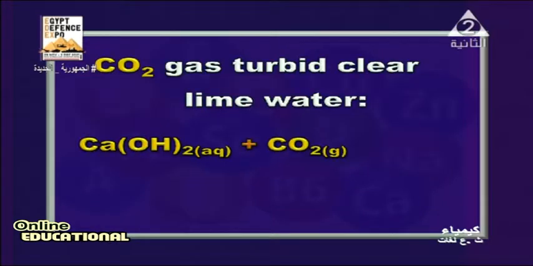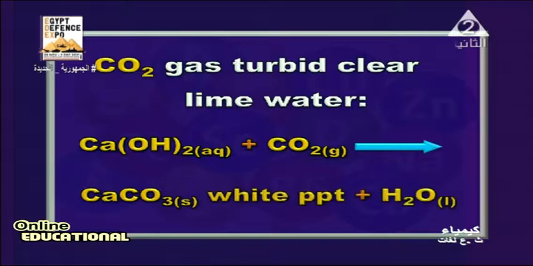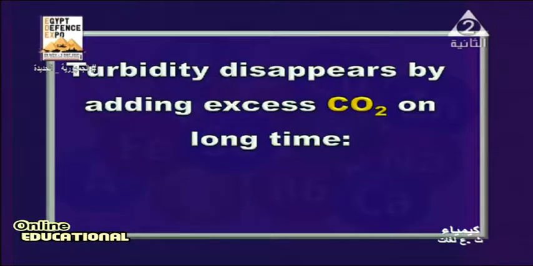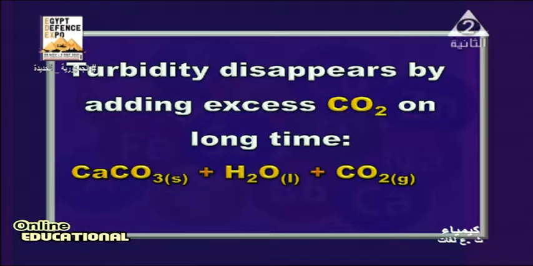Here carbon dioxide gas reacts with lime water, which is calcium hydroxide, and gives calcium carbonate, which is a white precipitate, so it turbids the lime water. Then if we pass the carbon dioxide for a long time, it reacts with the precipitate of calcium carbonate.